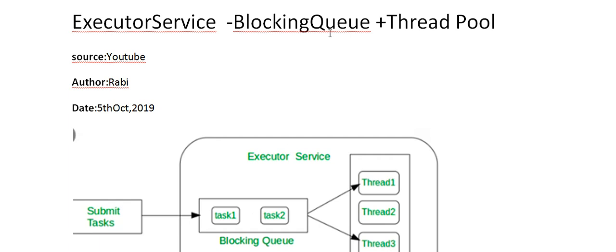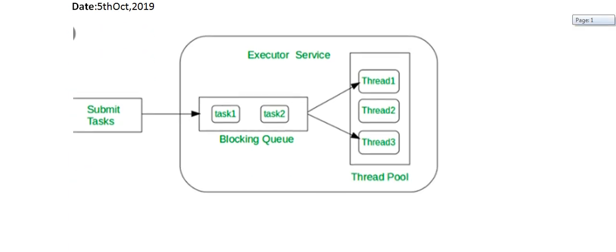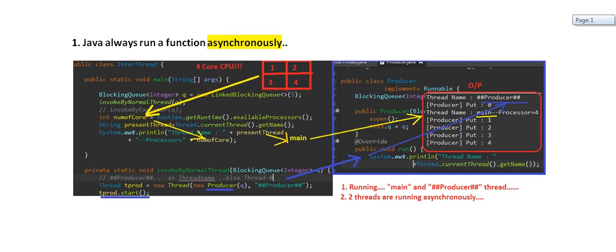And now the question is: why executor service? I can make a new thread or a new runnable, create that thread, and execute the run function. There's a drawback to the traditional way of creating threads. So the question is how it will be helpful. Let me check how we can traditionally create a thread.